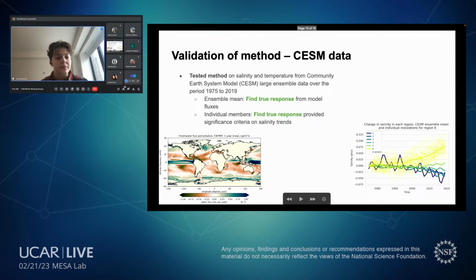The next thing we wanted to test on is individual ensemble members. The idea here is that observations are, to some extent, equivalent to an individual ensemble member.